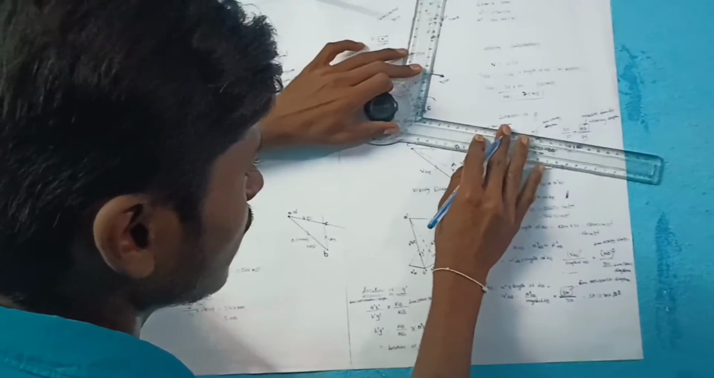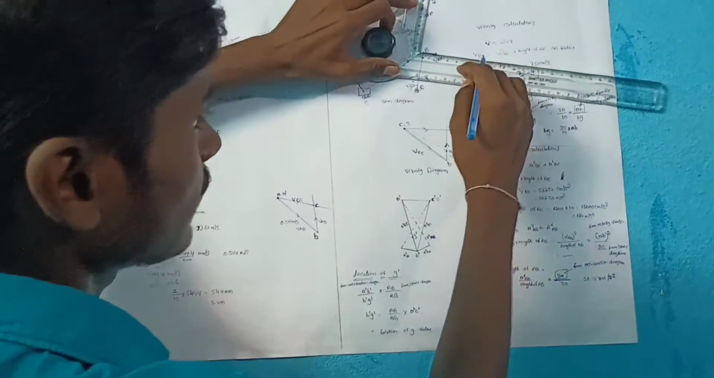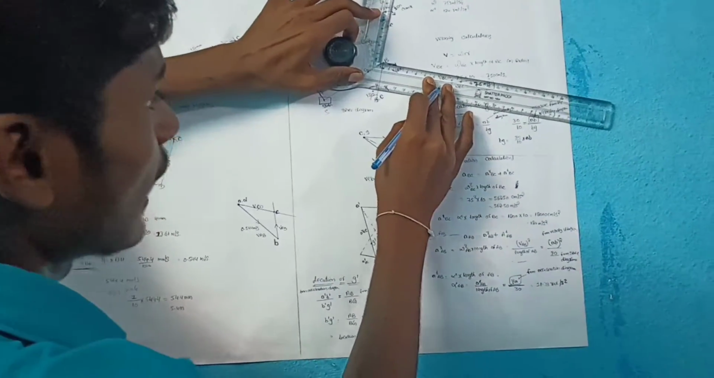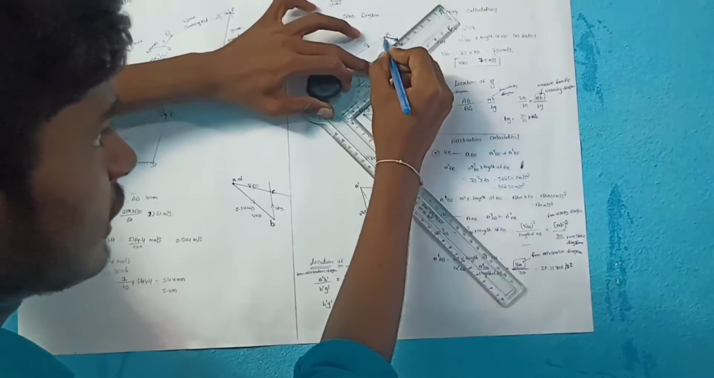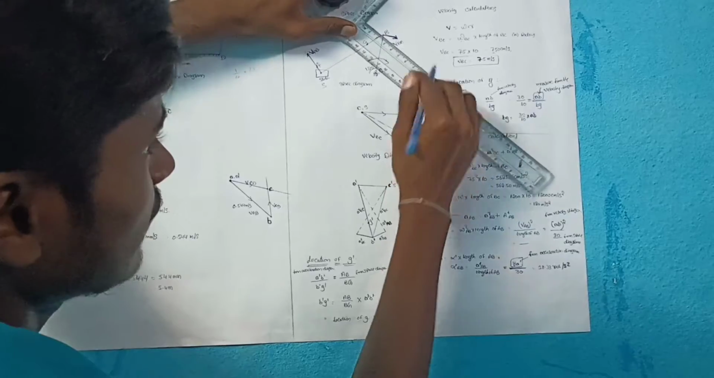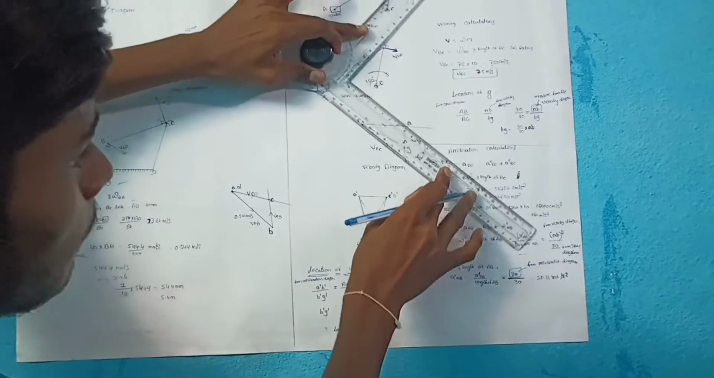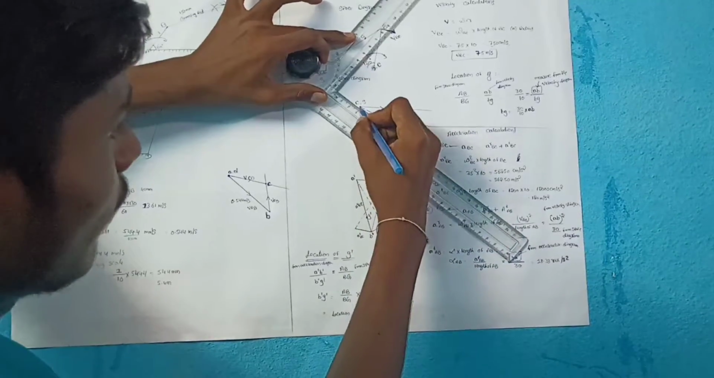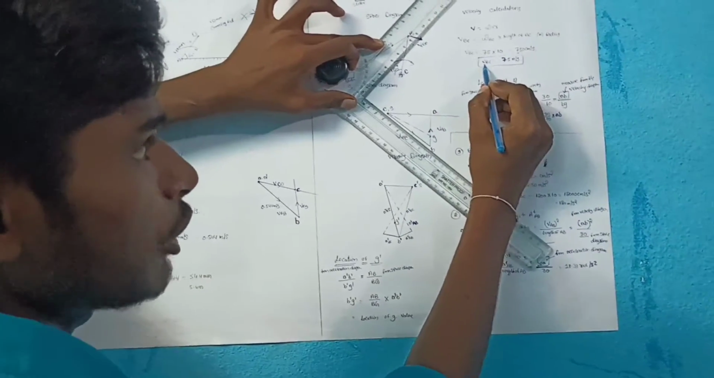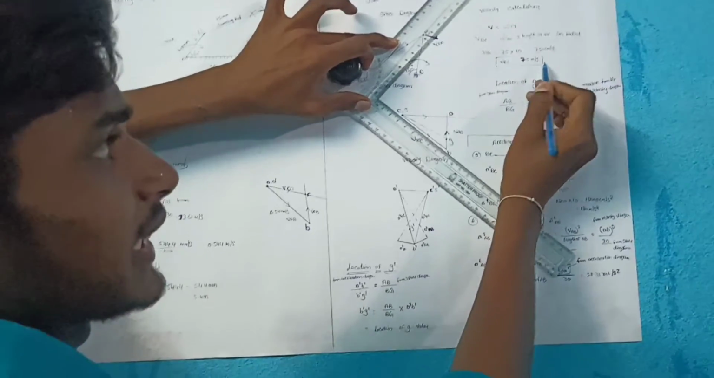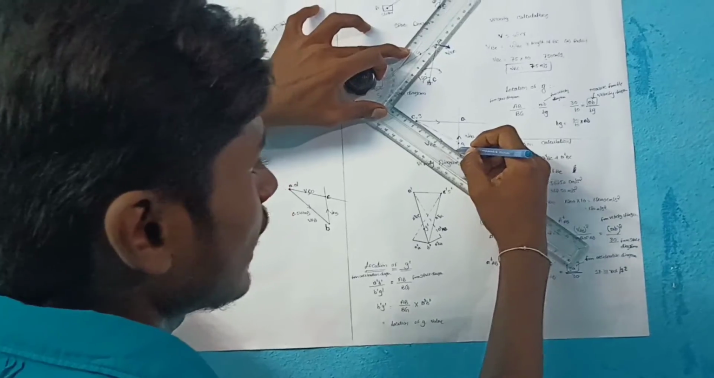Next, fix the drafter scale here, moving in the perpendicular direction, that means downward direction. Fix the drafter here and take this line, which I am drawing approximately, in the downward direction. Then take a point and draw one line. How much length? We found that the velocity of BC is 7.5 meter per second. According to that, we draw a line here like this.